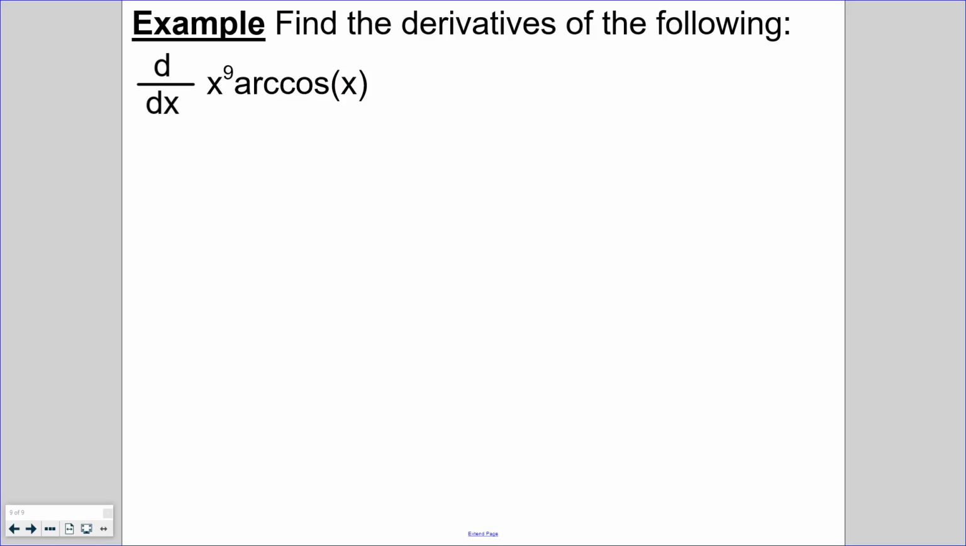And then our final example, we want to find the derivative of x to the 9th times arccosine of x. This one is multiplication, which means we get to use the product rule. Woo! All right, so x to the 9th is our first function. Arccosine is our second function. Product rule says we take the derivative of the first function, which is 9x to the 8th. We leave the second function alone, arccosine of x. And then product rule is always, always plus.